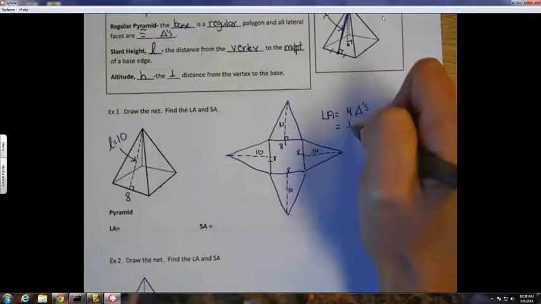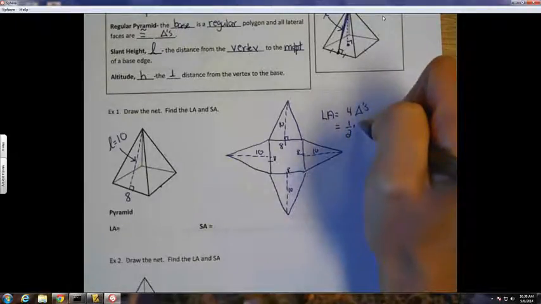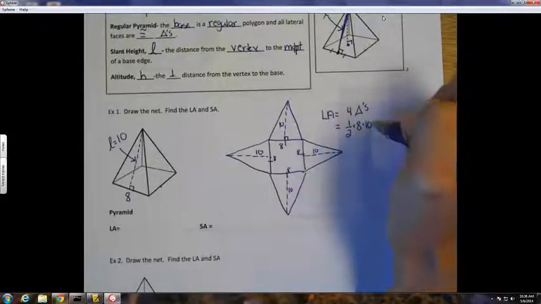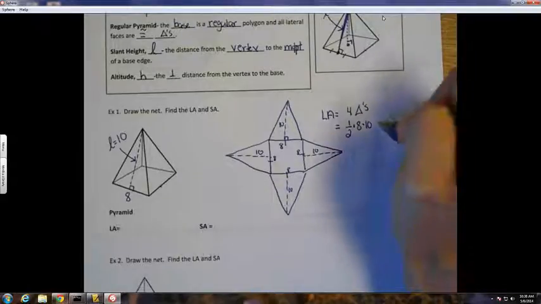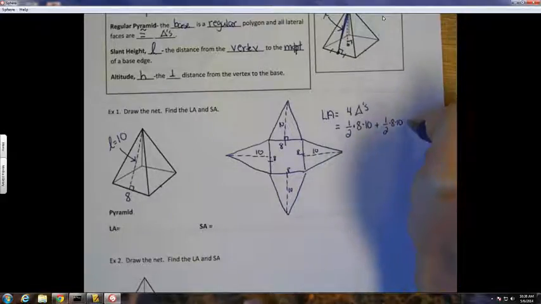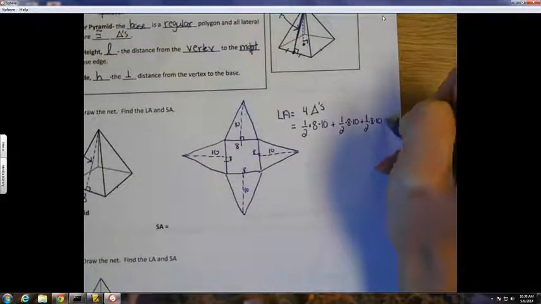So it's 1/2 times 8 times 10, plus 1/2 times 8 times 10, plus 1/2 times 8 times 10. See how this is obnoxious? One more time, 1/2 times 8 times 10.